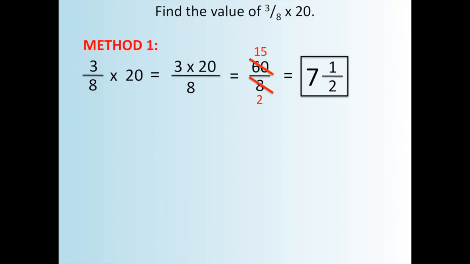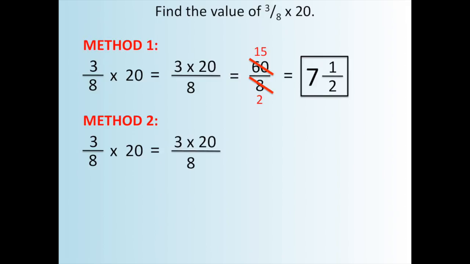Now let's take a look at method 2. In method 2, I'm going to start the same, rewriting the problem 3/8 times 20. I know, again, that I'm going to multiply my numerators, just like we did in the previous problem and like we've learned to do in the past. So I'm going to rewrite 3 times 20, and 8 will be in my denominator. But now I'm going to take a look at these numbers, and I'm going to see if I can find a common factor in my numerator and denominator.